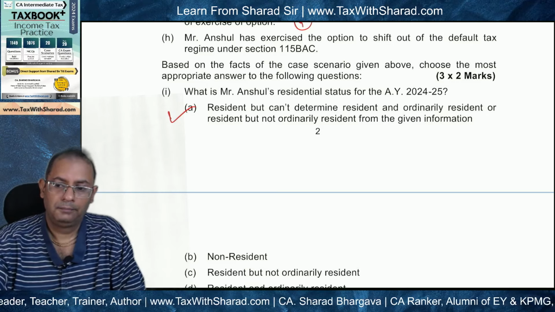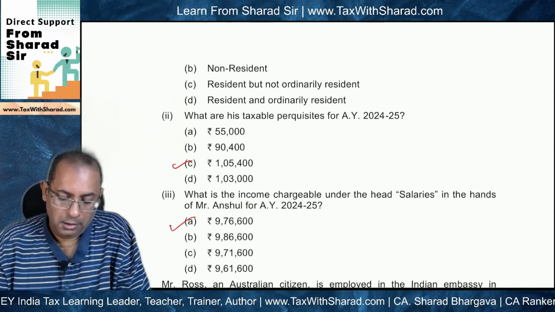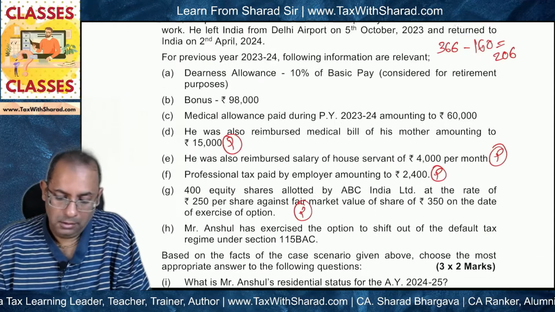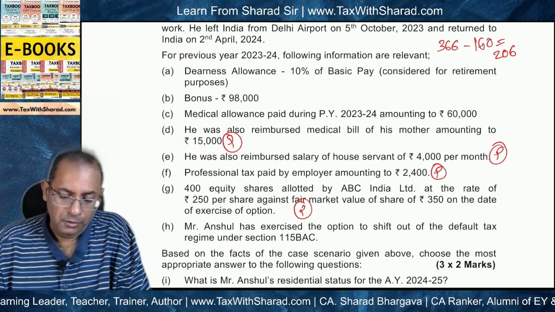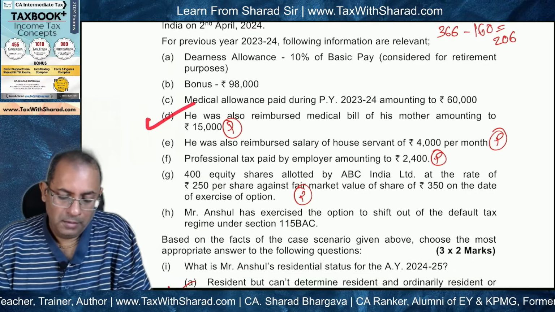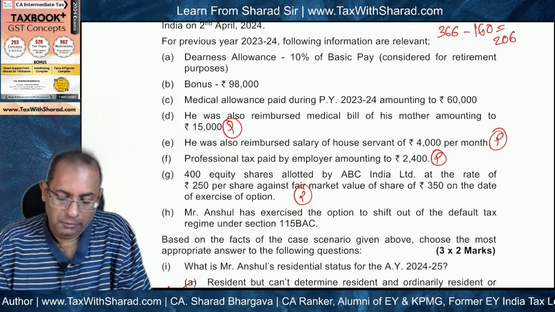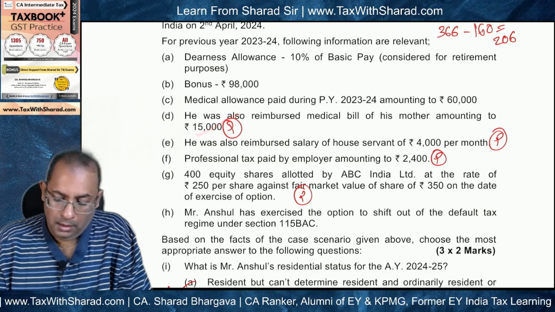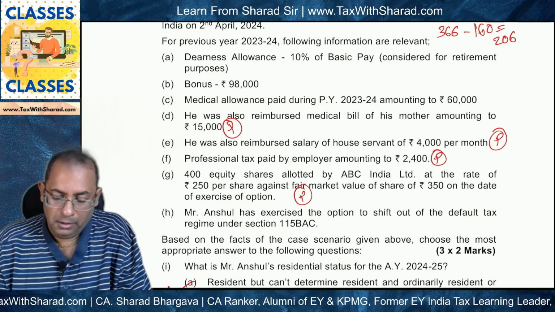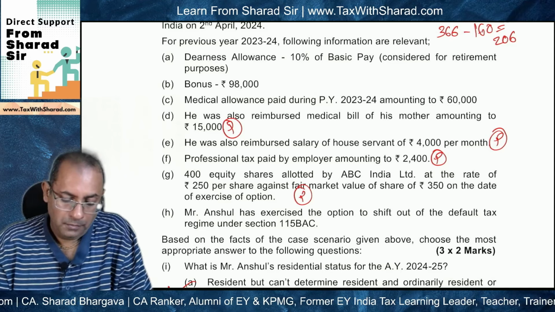Okay. Next, what are his taxable perquisites? So correct answer is 105400. How has this been arrived at? So if you look at the perquisites, if you identify the perquisites, this is one reimbursement of medical bill for his mother, so 15,000. Okay. Then he was reimbursed salary of house servant 4,000 per month, so this comes to 48,000.